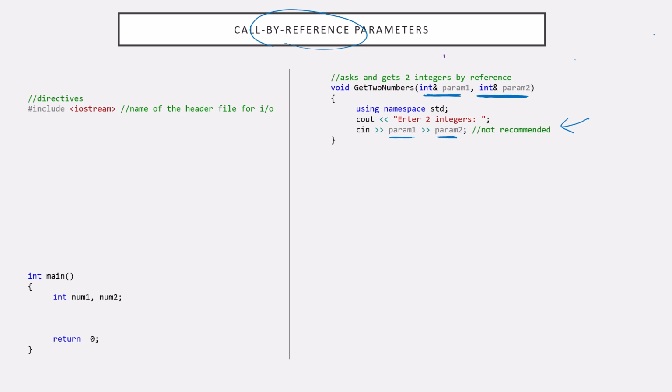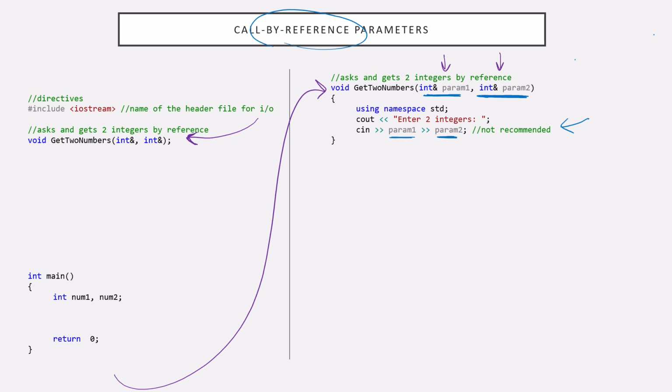These are reference parameters. You know that they're reference parameters because they have an ampersand. The placement in your code is to put this, the function prototype or declaration, above main. See where the main function is? And then this would be continuing on. So the function definition is going to go below main.